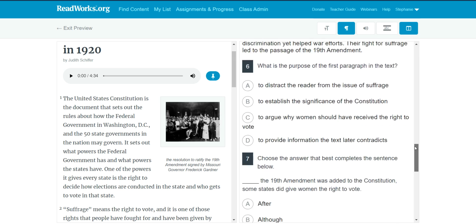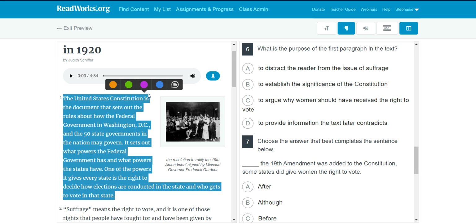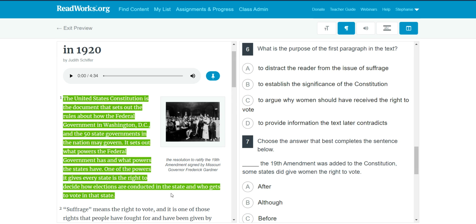Let's look at 6. What is the purpose of the first paragraph in the text? Now, this is a slightly more complex question. We haven't had too many like this before. So sometimes paragraphs do something. Let's take a look at this first paragraph. I'm going to read it, and then we're going to think about why it might be here. Paragraph 1's over here. I'm going to highlight it just for the sake of reading.